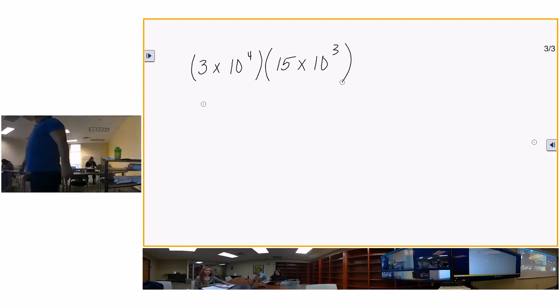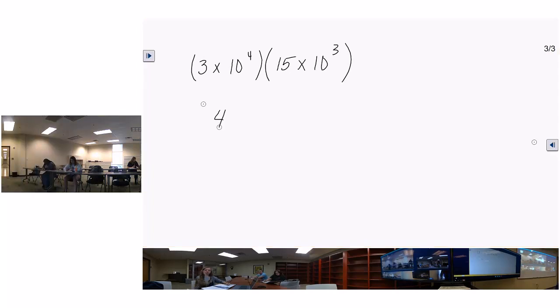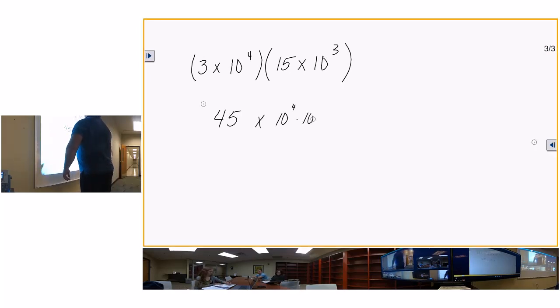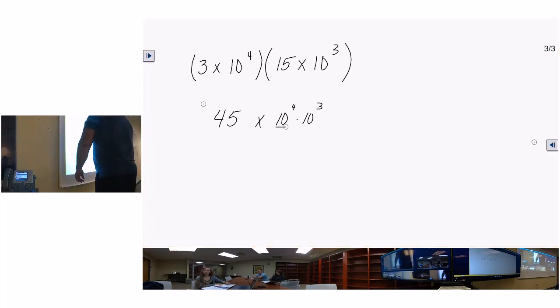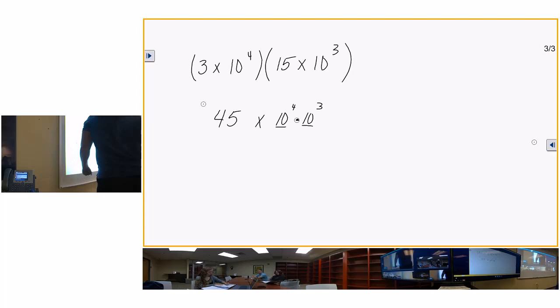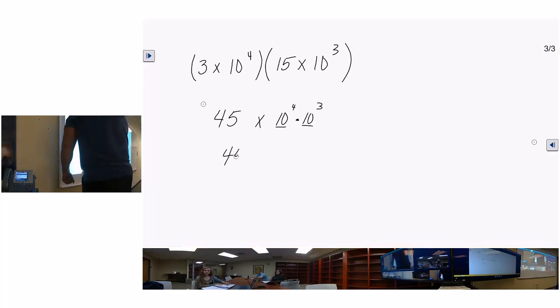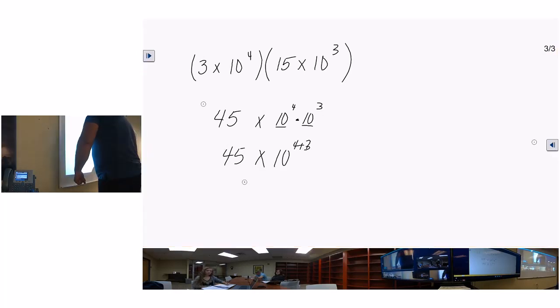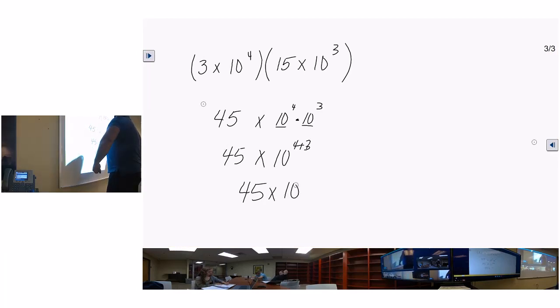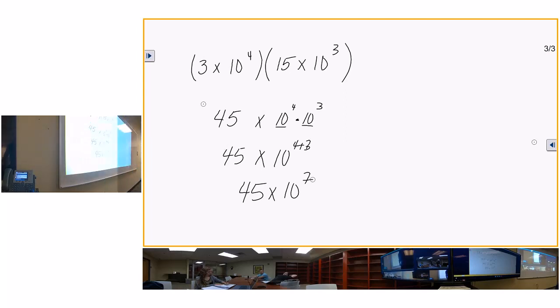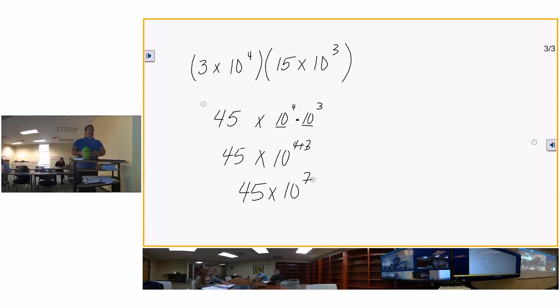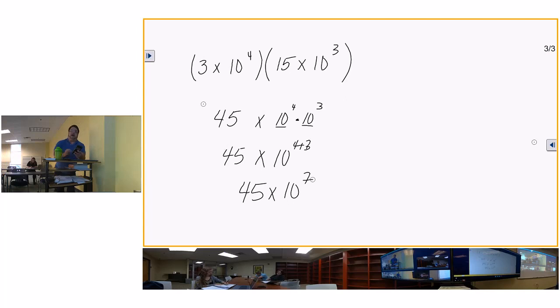So, what is 3 times 15? 45. Times 10 to the 4th times 10 to the 3rd. And what do we do when the bases are the same and you're multiplying terms? What do you do with the exponents? 45 times 10 to the 4 plus 3, which is 45 times 10 to the what? 7th power. Are we done? No, we are not done. Why? It's not in scientific notation. So I want everybody to change that last number, 45 times 10 to the 7th, to scientific notation, please.